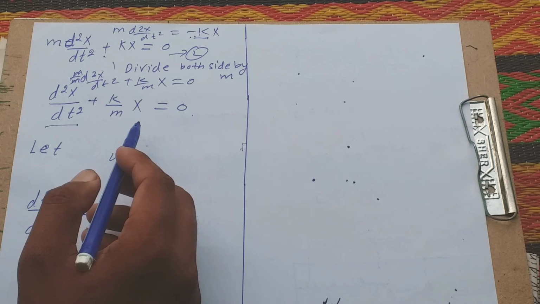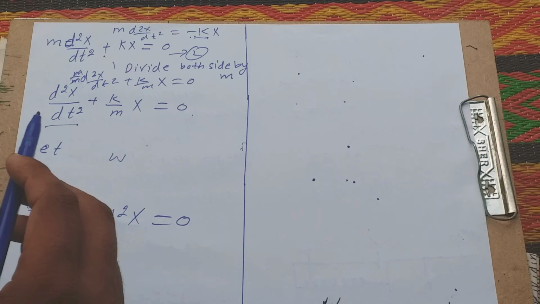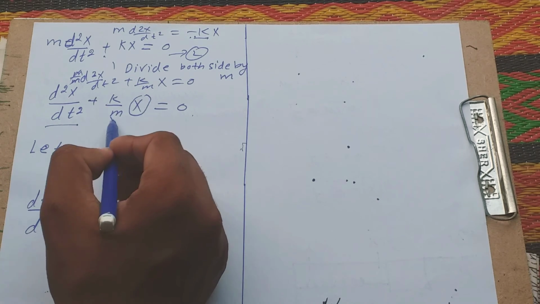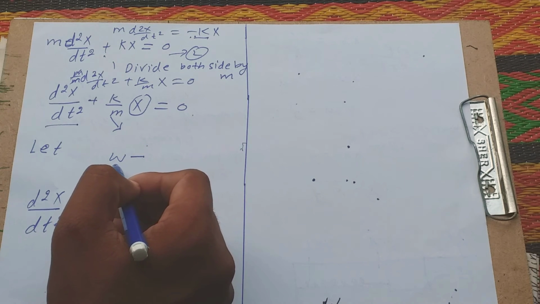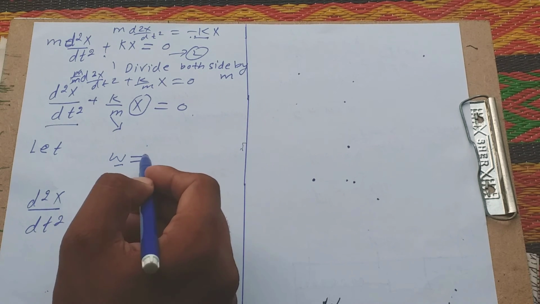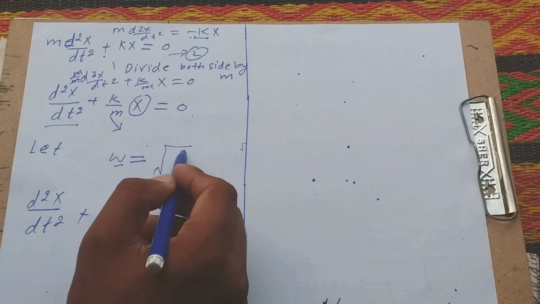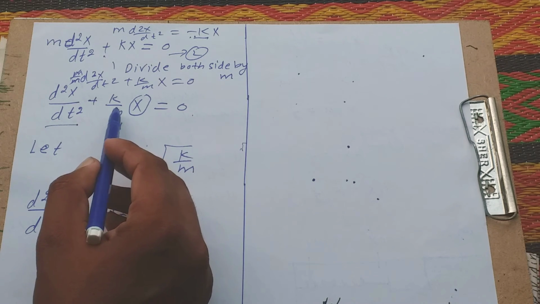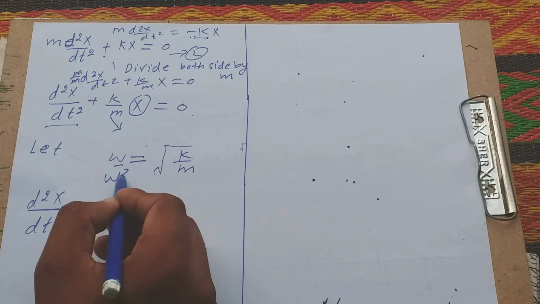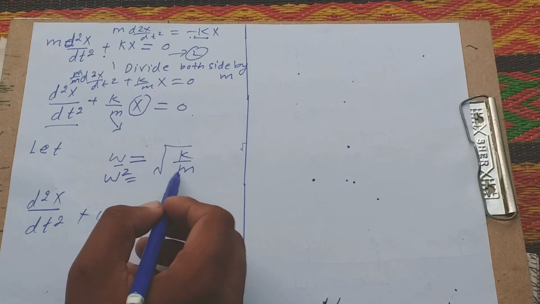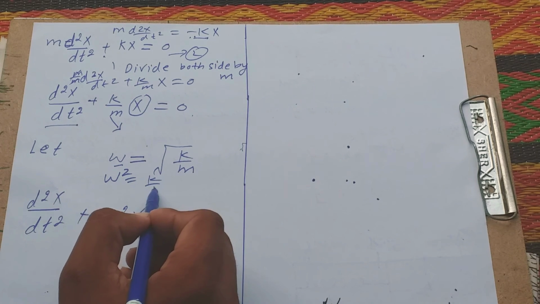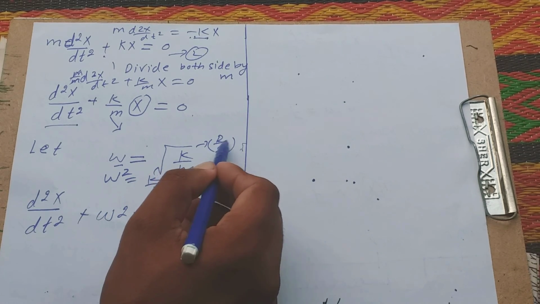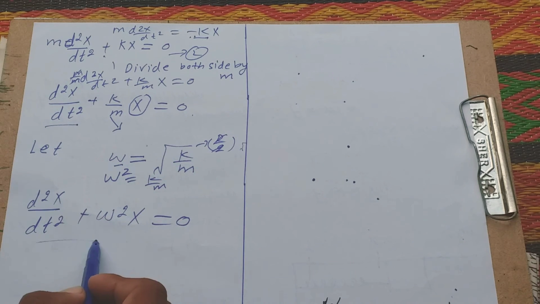Okay, let the value here be the angular velocity. Angular velocity omega is equal to the square root of k over m. But here, without the square root, taking the square of both sides, omega squared is equal to k over m. We put this value here.